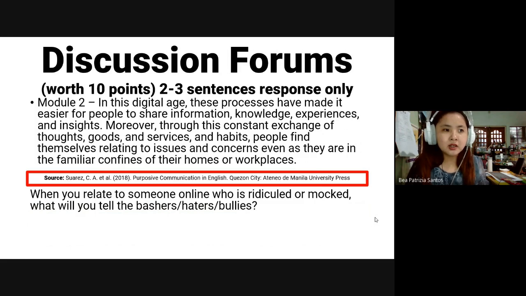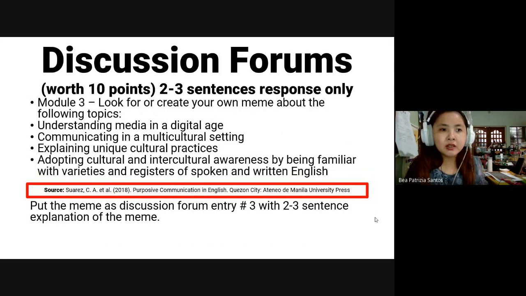The question is, when you relate to someone online who is ridiculed or mocked, what will you tell the bashers, haters, or bullies? And finally, the third one, you will find a meme or create your own about any of the topics mentioned here. So you can create your own meme or look for memes online about the topics here.